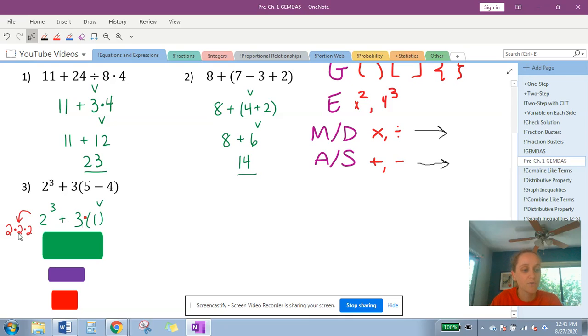So 2 cubed would be 2 times 2. 2 times 2 is 4. And then 4 times 2 would be 8. So I get 8 plus, bring down 3 times 1. I do multiplication before addition, so 3 times 1 is 3, and then I add 8 plus 3, and my answer is 11.